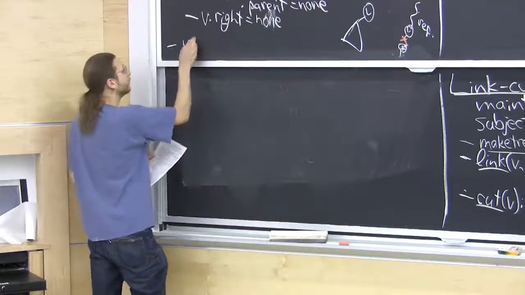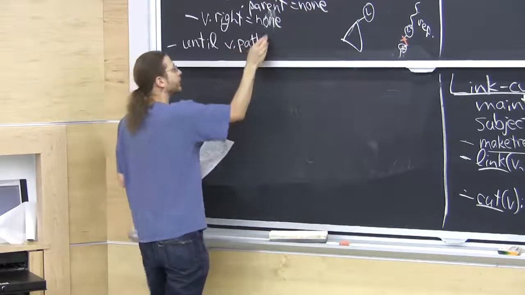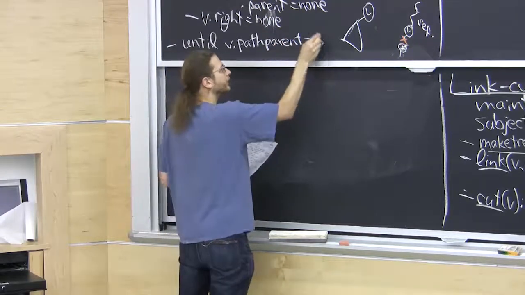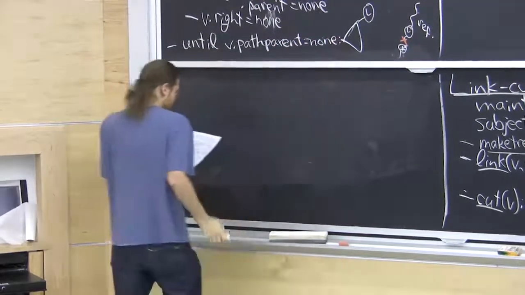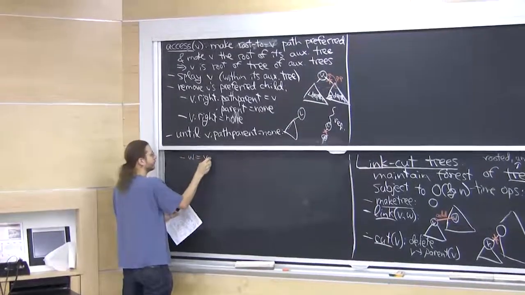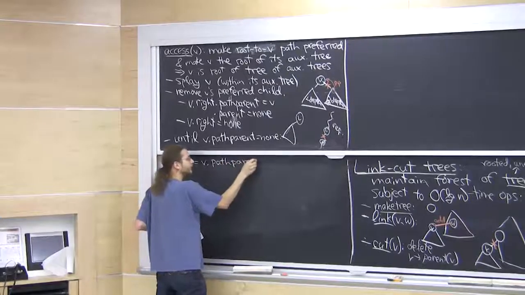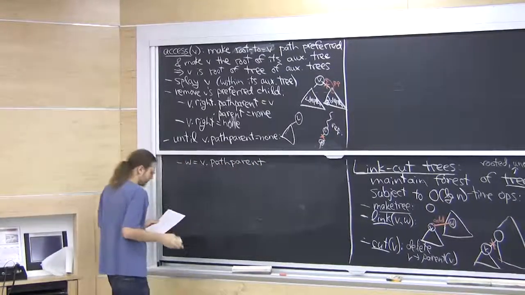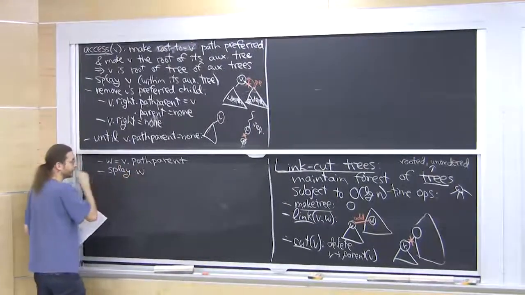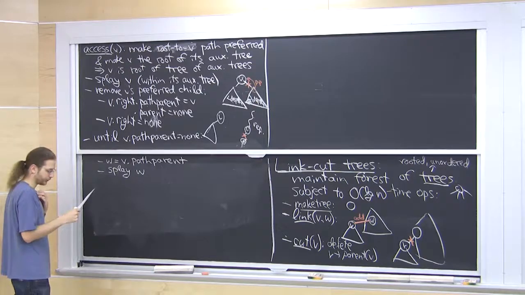So we're going to do a loop until V's path parent is none. I'm going to let W be V's path parent, to save some writing. And then we're going to splay W. Okay, I think at this point I should draw a picture.